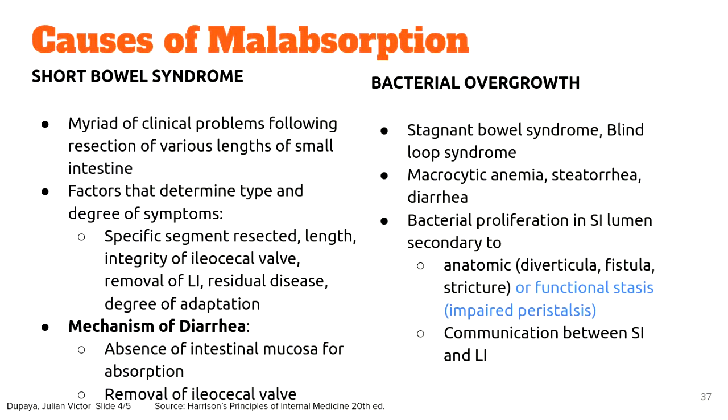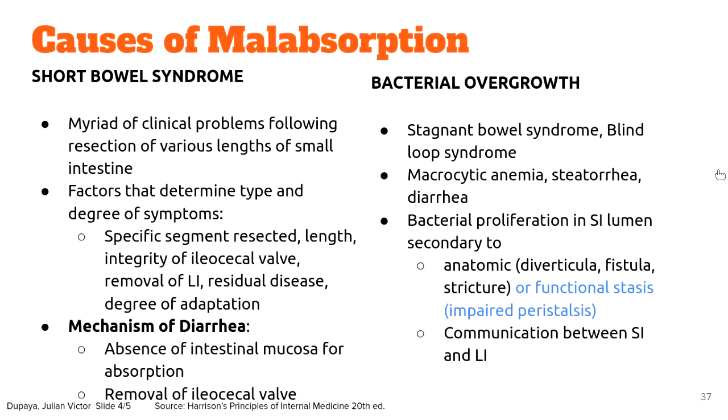For the mechanism of diarrhea, there is an absence of intestinal mucosa for absorption, leading to decreased nutritional absorption. Another factor is the removal of the ileocecal valve, which is a muscular sphincter. If it is removed, the bacteria in the colon may backflow to the remaining part of the small intestine, causing bacterial overgrowth there.